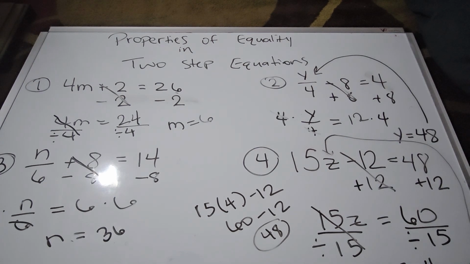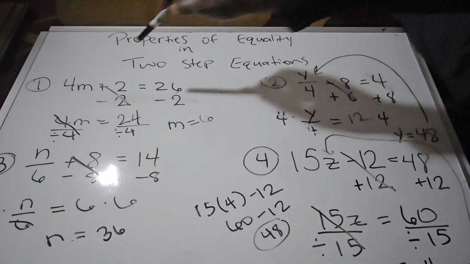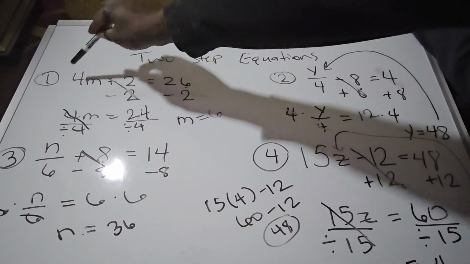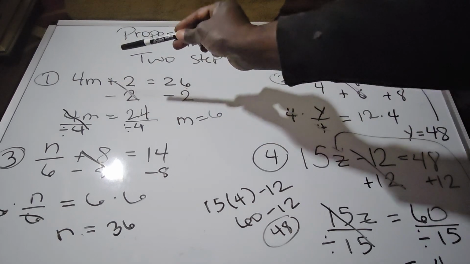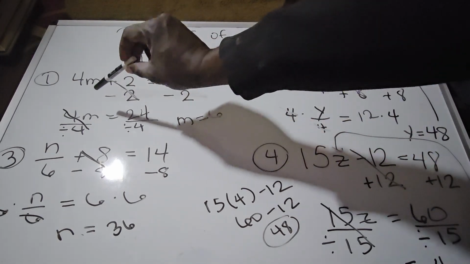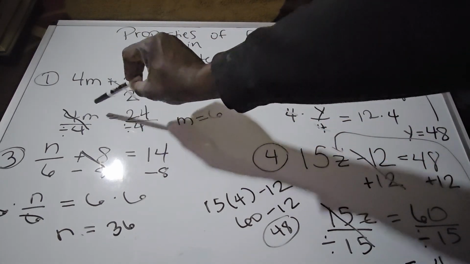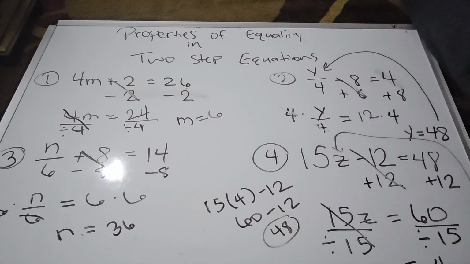So the summary of this video is, with doing two-step equations, in each step you will need to use the properties of equality. In the first step, get the variable by itself. Then on the second step, you will have to get the variable alone by using the properties of equality.